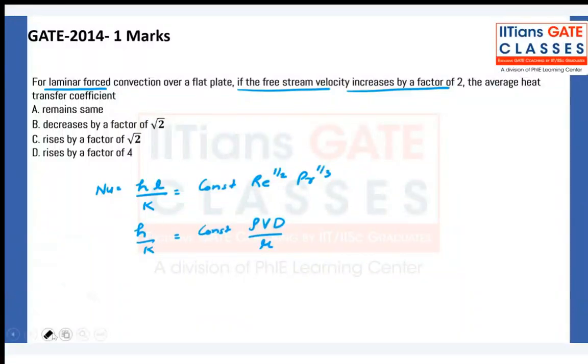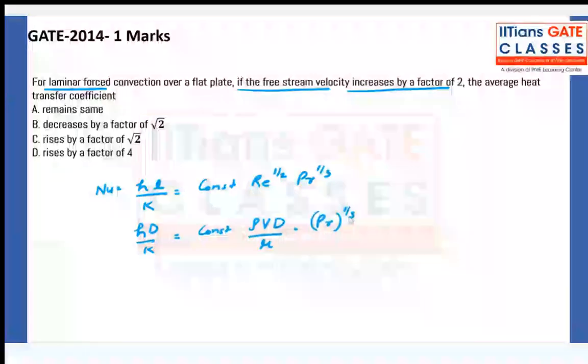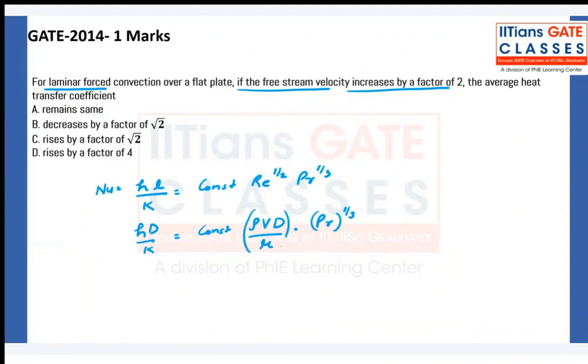Prandtl number is basically delta upon delta T. What do we see here? It is equal to 1 by 2. So we see here that the heat transfer coefficient is proportional to the square root of velocity, velocity to the power 1 by 2. Now they are saying I need to find the average heat transfer coefficient.